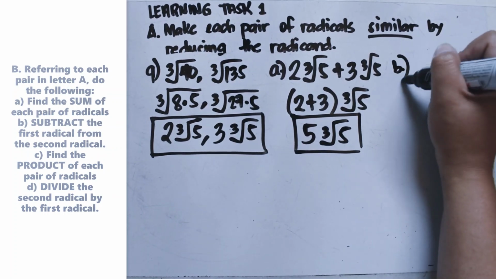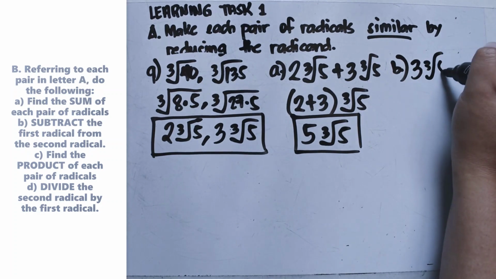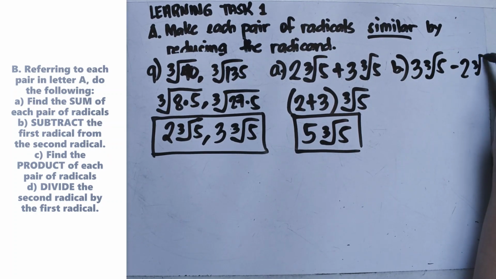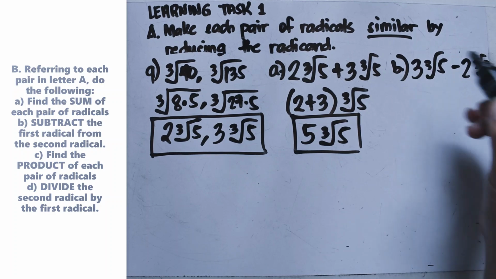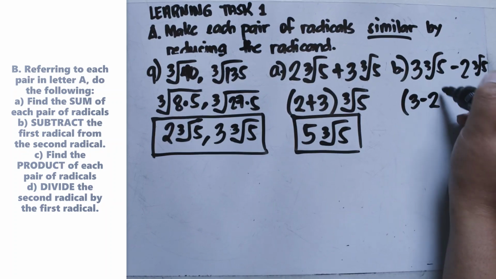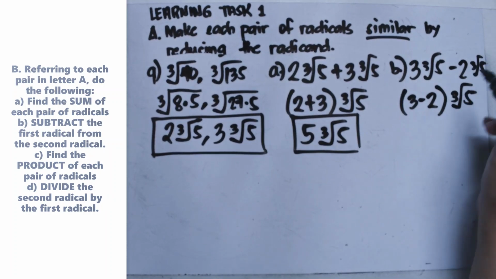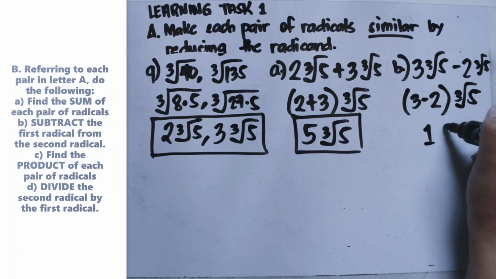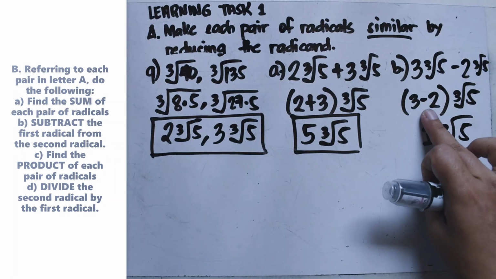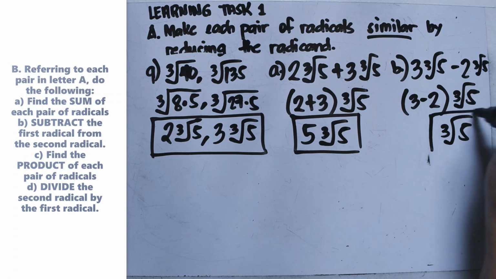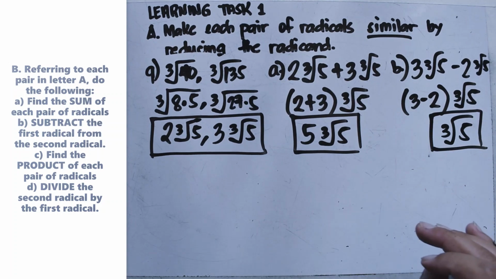So, letter B na tayo agad-agad. So, we have 3 cube root of 5 minus 2 cube root of 5. And then, subtract. So, we have 3 minus 2, copy cube root of 5. So, 3 minus 2 is 1, cube root of 5. Pag 1, pwede nang hindi isulat. So, therefore, this will be your final answer already.